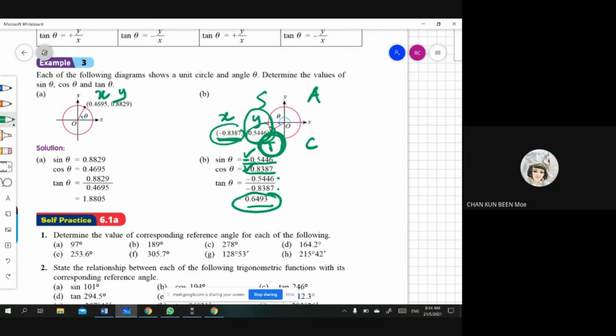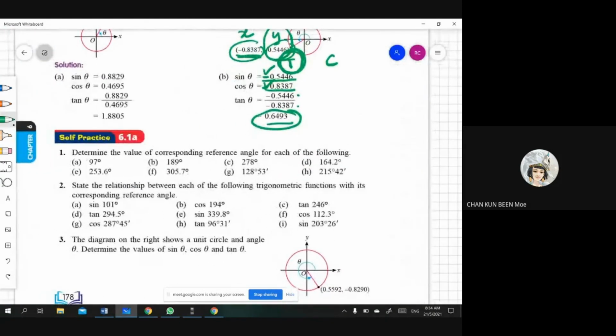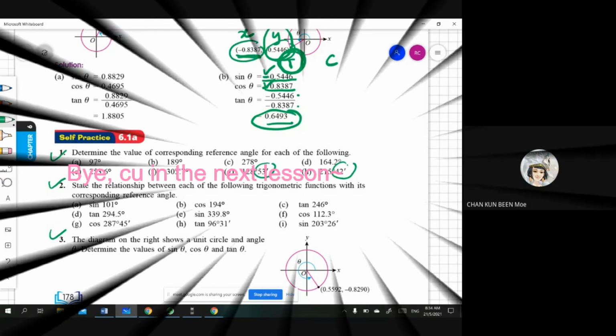Okay, so we will stop here. As for your exercise, this is the one, 6.1a. You do all the questions given. You can see the given questions include minutes. Hopefully, you still remember how to subtract from the minute. 1 minute, how many seconds? 60. 1 hour, how many minutes? 60. So it's the same: 1 hour and 1 degree is equal to 60 minutes.